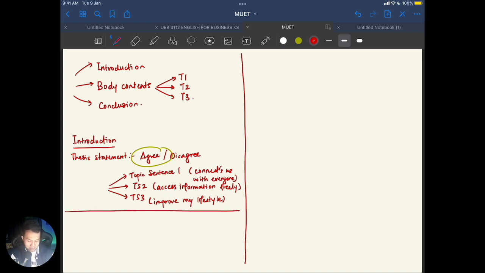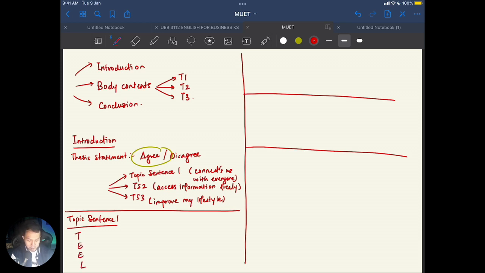So now we're done with the introduction. Let's move on to our topic sentence 1. When you write topic sentence 1, remember to use TEEL. How do you want to use it? Topic sentence 1, I mentioned just now, connect us with everyone. The first E is explanation. So how does it connect us with everyone? It connects us by using the internet.